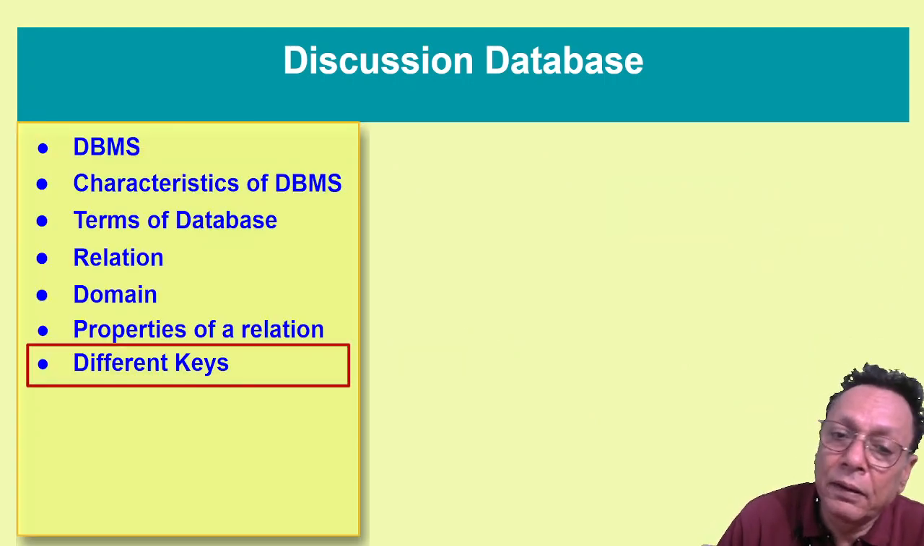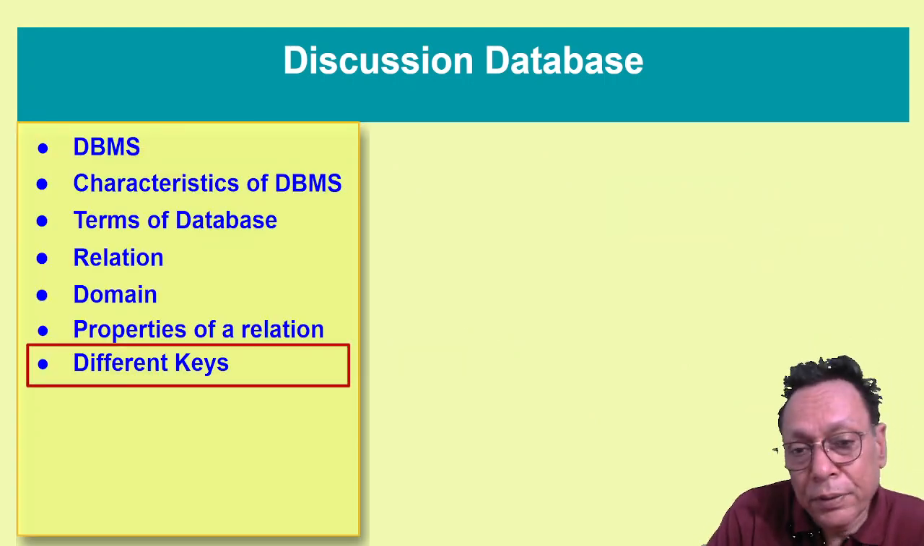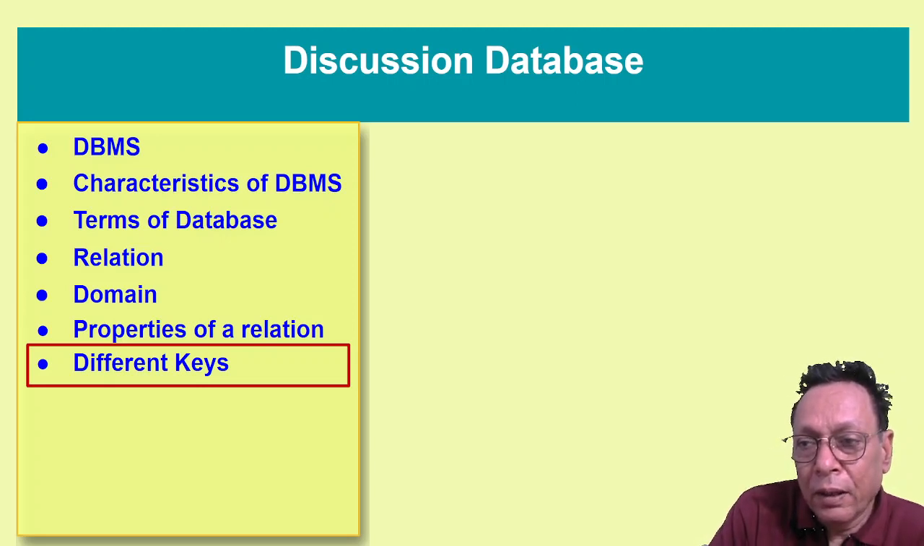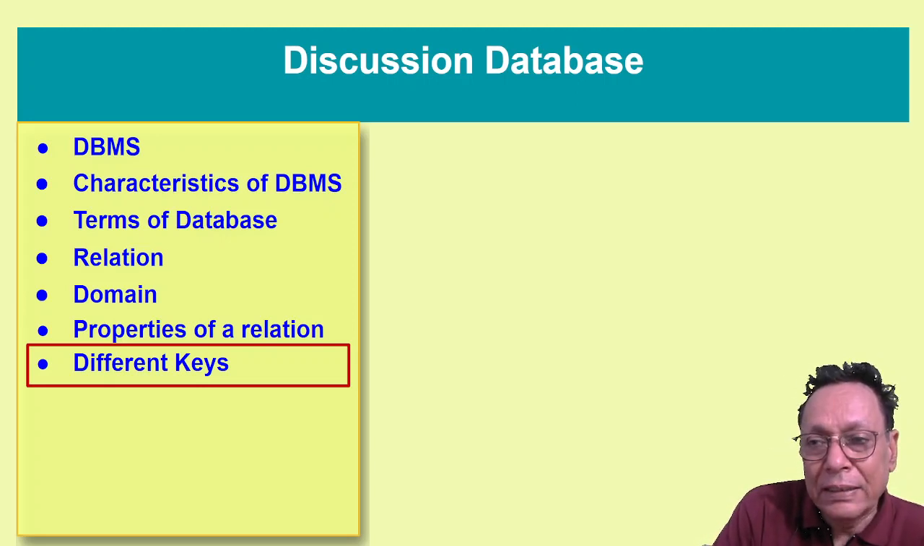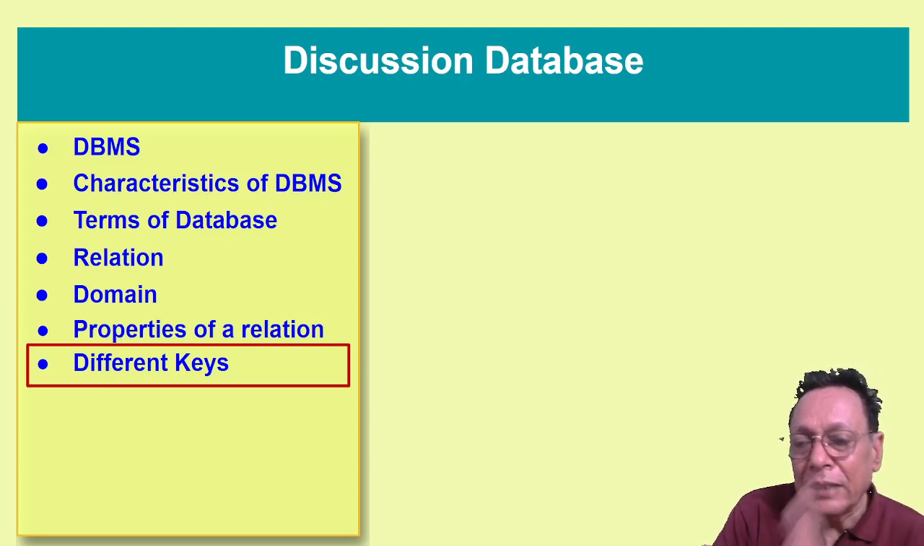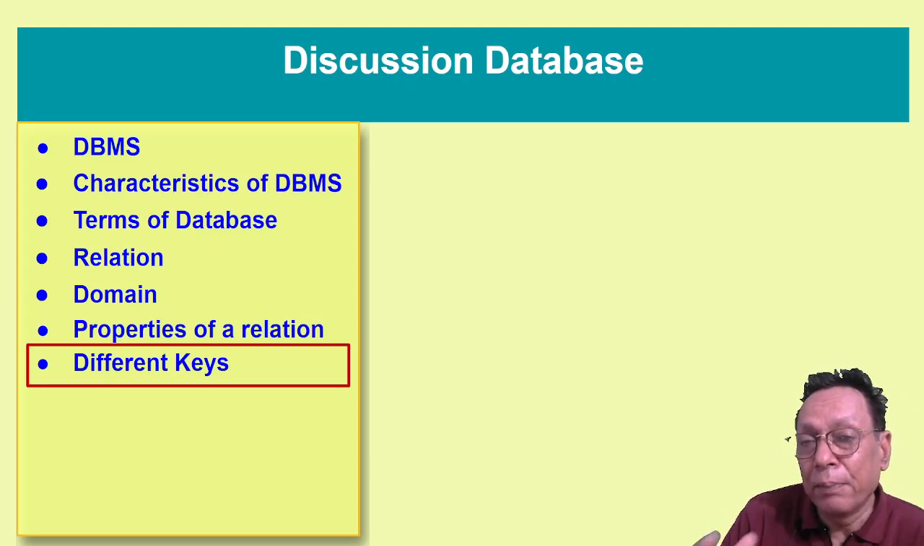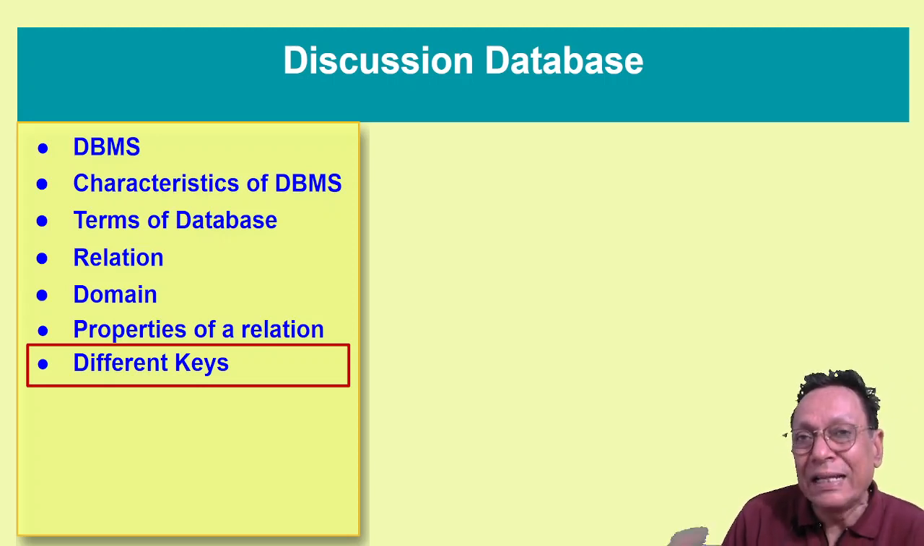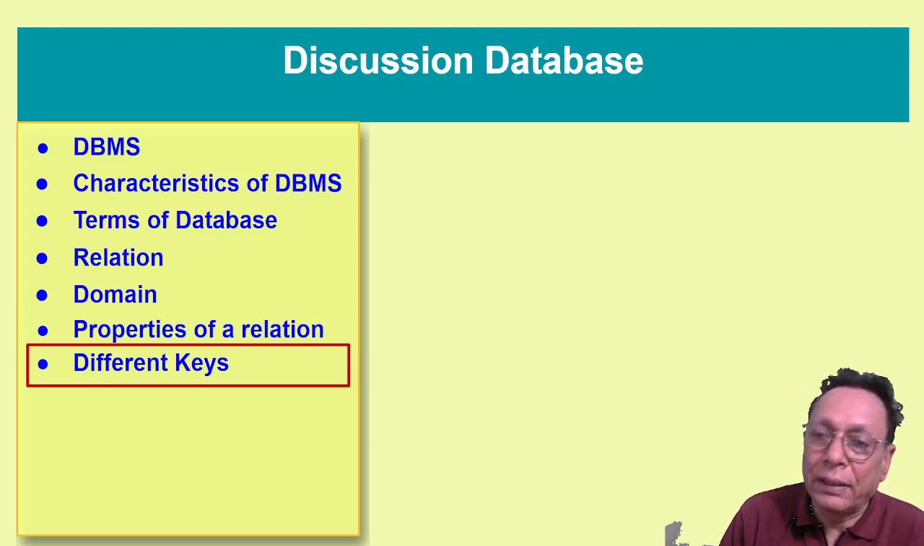Next, this is very important, what we are going to discuss right now, and that is different keys. What is a key? A key is basically the column name, and the key plays a very important, significant role in a table.